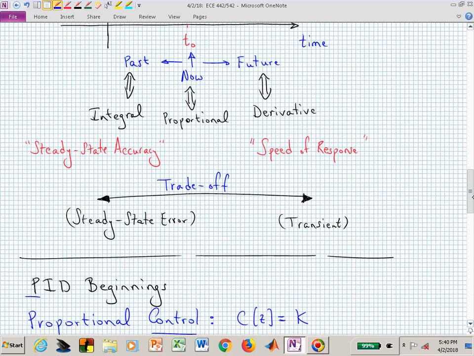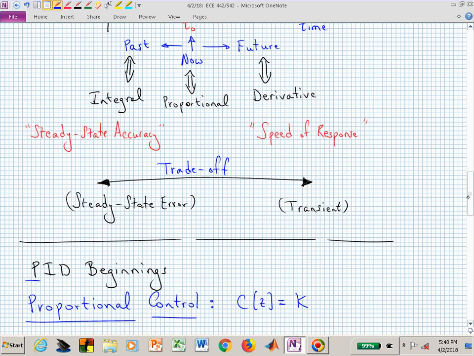Let's now get into the beginning piece, and by beginning I'm saying now we're working through the spelling of PID, and let's just concentrate on the first letter, the P part, the proportional part. Proportional controller just means that this capital C of Z, this transfer function, is just a gain K. So C of Z is equal to K.